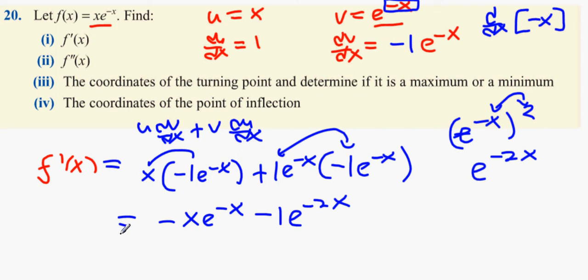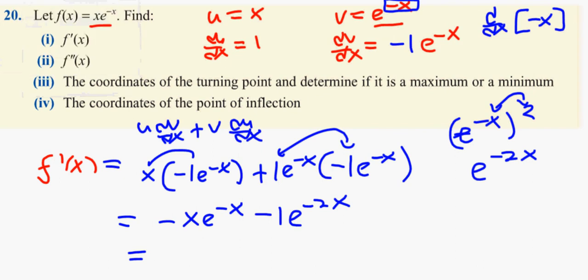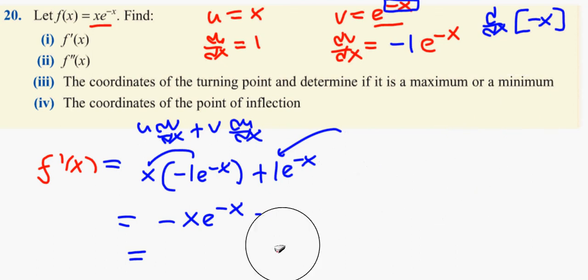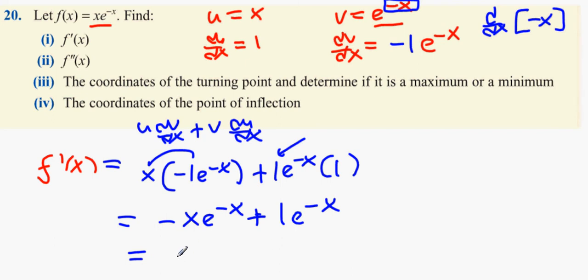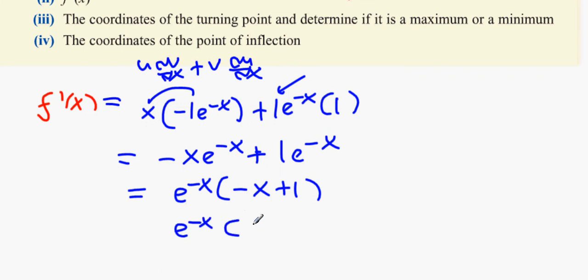Question 20. Excuse me, I just made a mistake there. du/dx is 1, so that last part there was unnecessary. So it's going to be plus e to the minus x. Now, you can differentiate out e to the minus x, and we're going to get minus x plus 1, which is the same thing as e to the minus x (1 minus x).